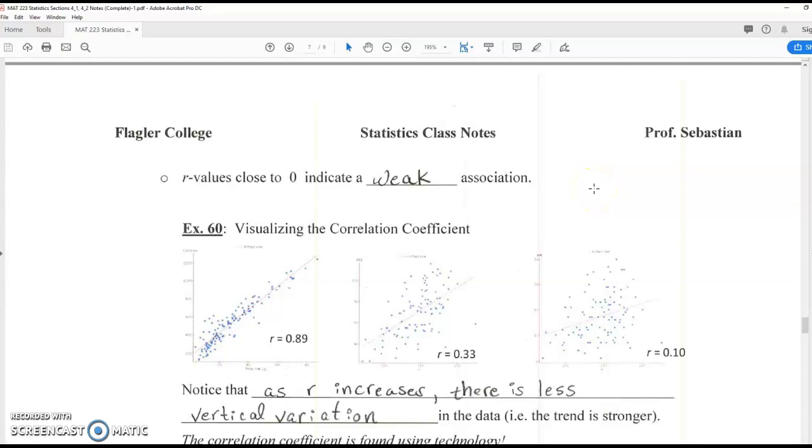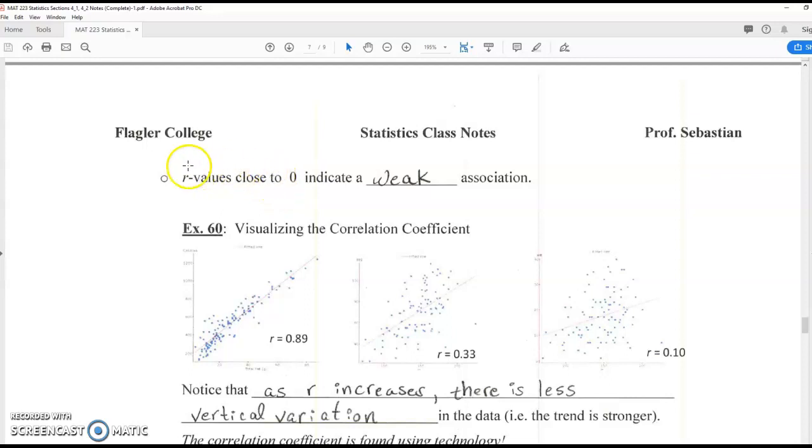Okay, hi again, everyone. We're on page 51 of our statistics class notes, and we're talking section 4.2, regression analysis, talking about the correlation coefficient right now. So we just got done doing an example where the R values were perfectly positive and negative correlations of 1 and -1. Now we want to look at what if we have R values close to 0. Well, those indicate a weak association, and then there's like a continuum.